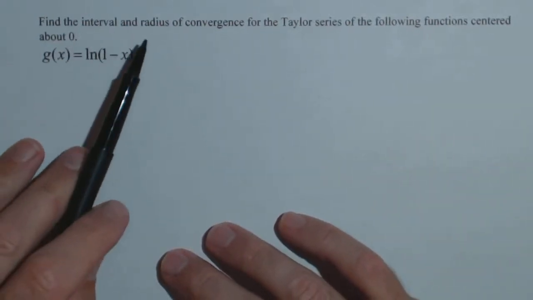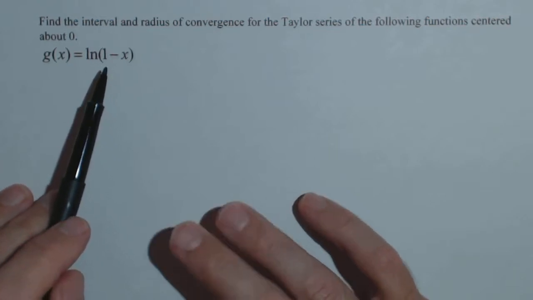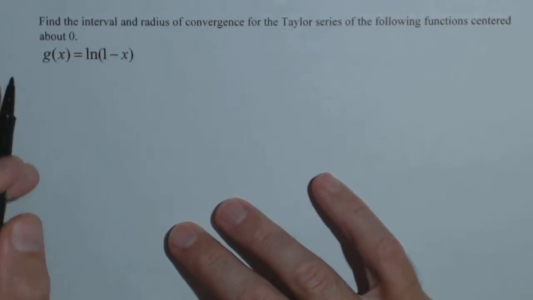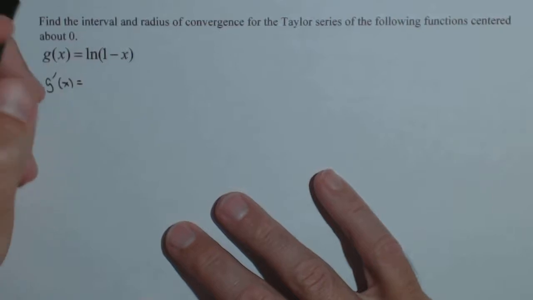So we're going to find the interval and radius of convergence of this Taylor series. So first thing we're going to need to do is find the first few terms. We're doing about 0, and so we need a few derivatives. G prime, just enough to see the pattern.